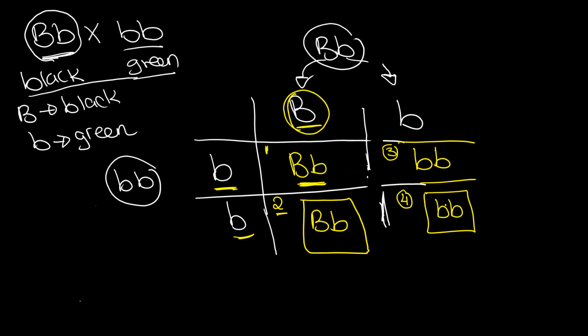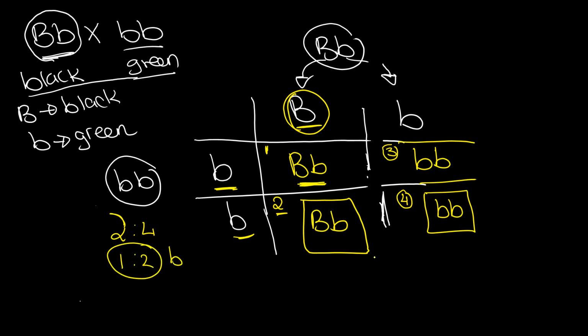So how many children out of 4 will have black eyes? 2 children out of 4. Now, I don't keep the ratio like that. I can divide it by a common factor. What's a common factor? 2. So the ratio is going to be 1 to 2. Very good. 1 to 2 will have black eyes.